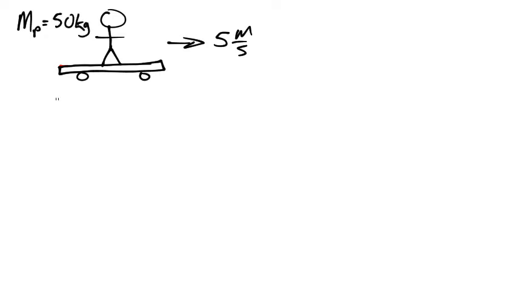Okay, so here's the wheels, and there's the person. Now, both of these objects together are traveling in this direction, and they're traveling at 5 meters per second. Now, the mass of the person, the mass up here is 50, and the mass of the skateboard is, say, 10.